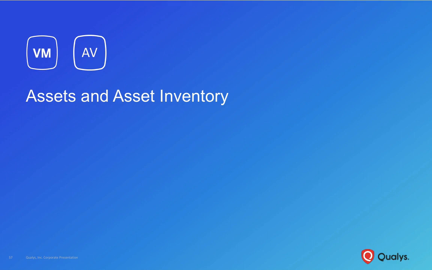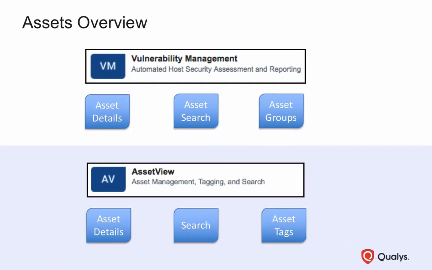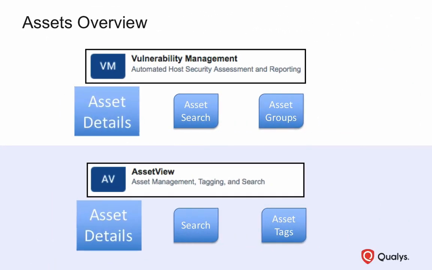This video provides a quick overview of the tools and features provided by both the Vulnerability Management and Asset View applications that allow you to view, manage, and organize host assets within your Qualys subscription. Both Qualys VM and Asset View provide features and services for viewing host assets and asset details.